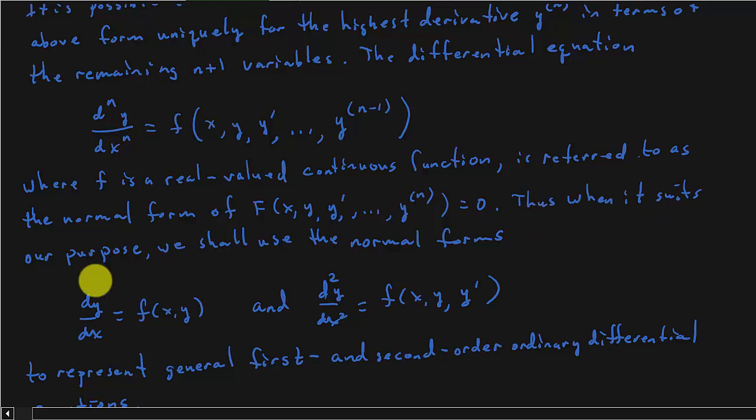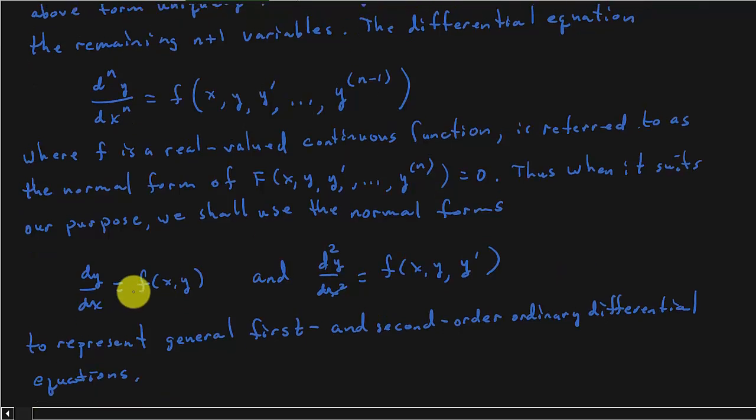Thus, when it suits our purpose, we shall use the normal forms. Basically what you're doing is solving for the highest derivative. So here you would have dy/dx = f(x, y). And then if you have the second derivative, you would have something like f(x, y, y prime), to represent general first and second order ordinary differential equations. This would be a first order, this would be a second order.